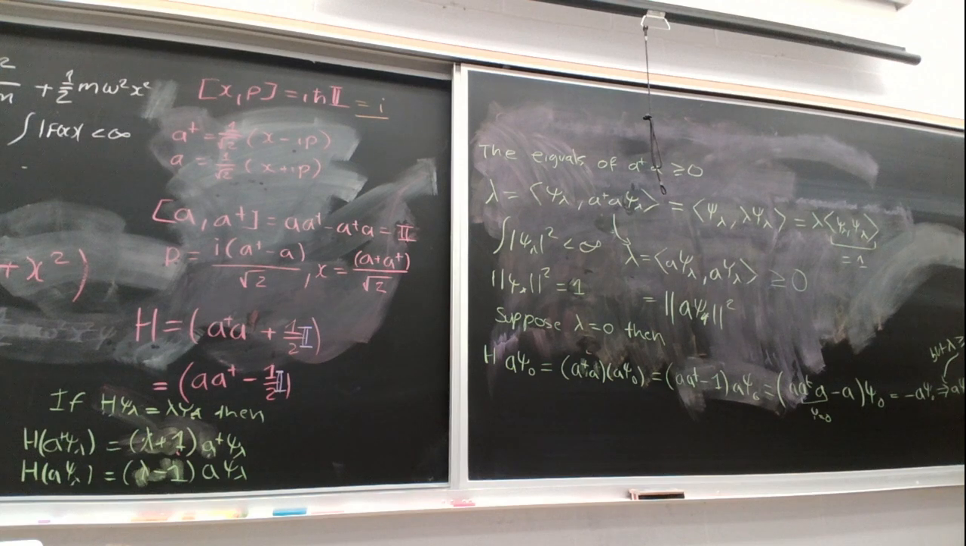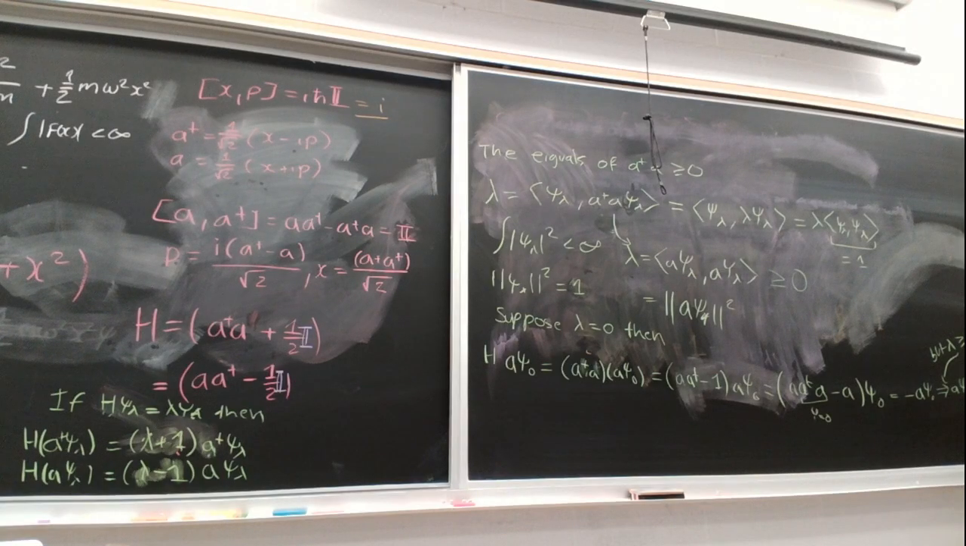What about a dagger? A dagger raises the eigenvalue, so that might not be 0. Do you agree? So I get that from this condition, if I have something that has eigenvalue 0, then it has to be killed by A. Do you agree? So this is something we proved: if the eigenvalue is 0, then it has to be killed by A.